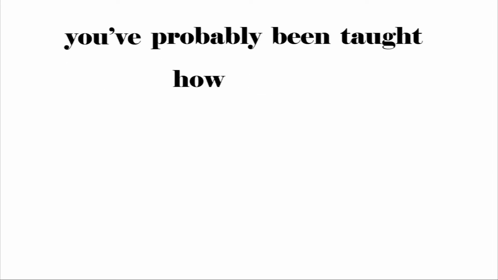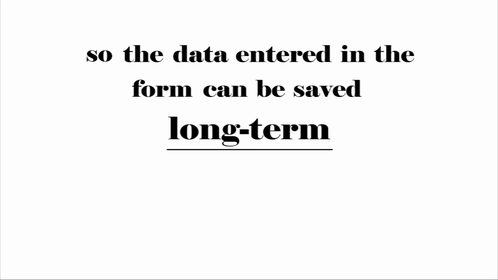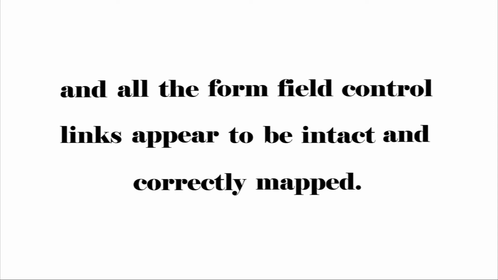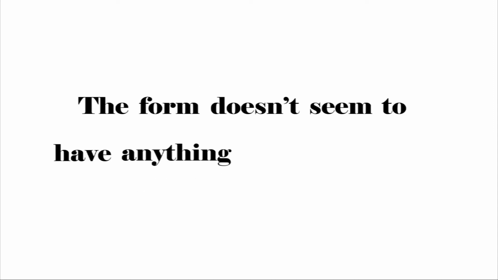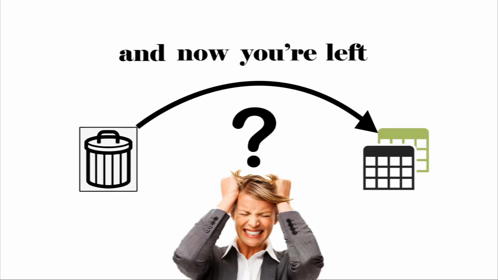If you've taken any Access courses online or in person, or even watched any beginner Access tutorial videos, you've probably been taught how to add form field controls to a form and how to link those form fields to ones contained in your tables so the data entered in the form can be saved long-term and not just get lost when the form is closed. So let's say you go back and review the form you created, and all the form field control links appear to be intact and correctly mapped. The form doesn't seem to have anything wrong with it, and now you're left racking your brain trying to figure out why so many trash records are making their way into your tables.